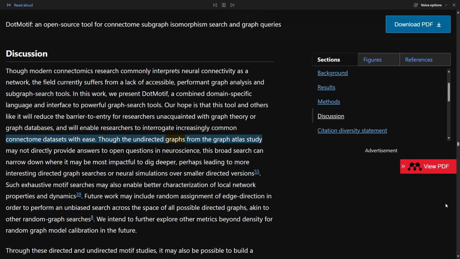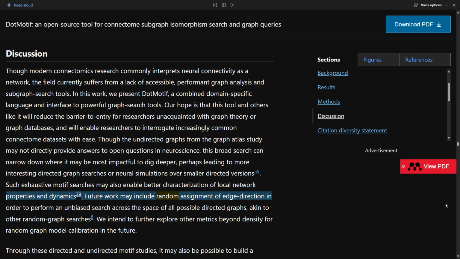Though the indirect graphs from the Graph Atlas study may not directly provide answers to open questions in neuroscience, this broad search can narrow down where it may be most impactful to dig deeper, perhaps leading to more interesting directed graph searches or neural simulations over smaller directed versions. Such exhaustive motif searches may also enable better characterization of local network properties and dynamics.